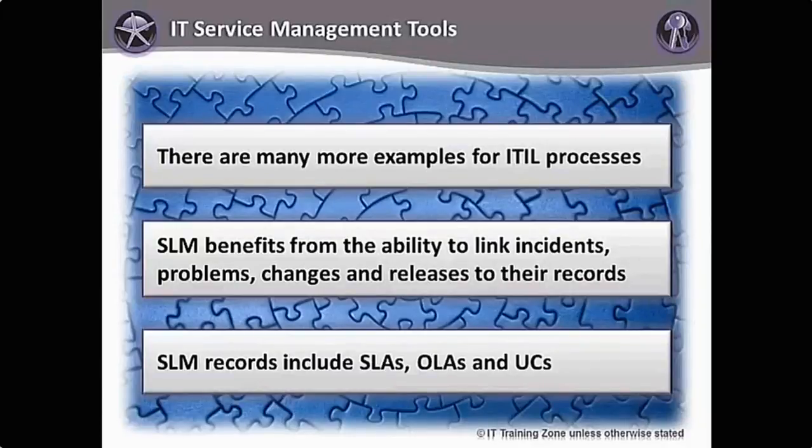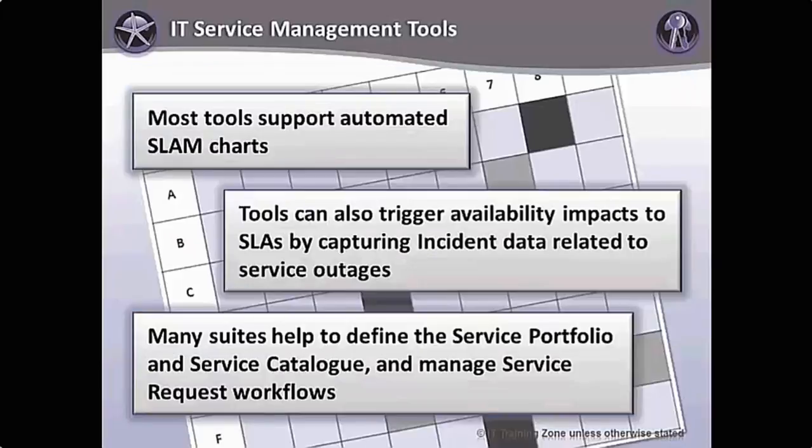There are many more examples for ITIL processes. Service level management will benefit from the ability to link incidents, problems, changes, and releases to associated service level management records, normally the service level agreements, operational level agreements, and underpinning contracts. Most tools support automated service level agreement monitoring charts, which highlight areas of concern, such as a service target that is close to being missed. Tools also provide the ability to trigger availability impacts to service level agreements by capturing incident data related to service outages.